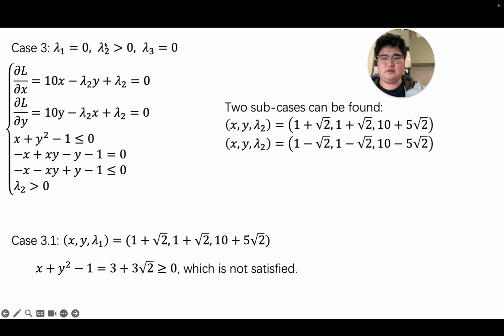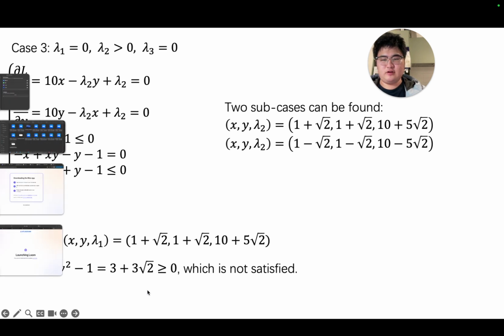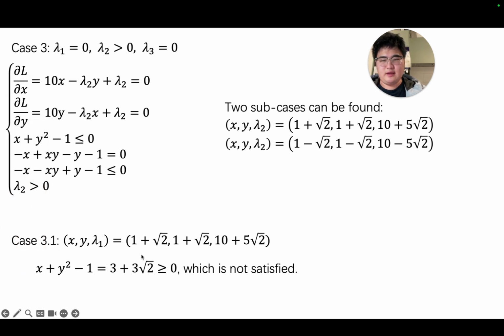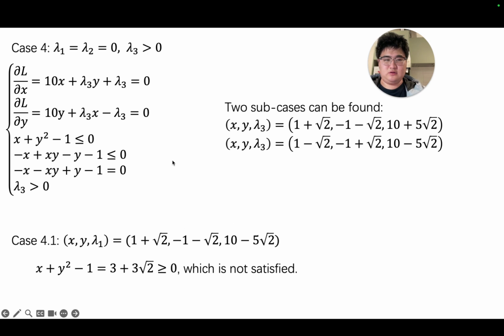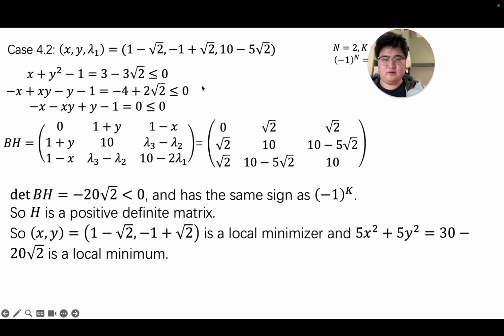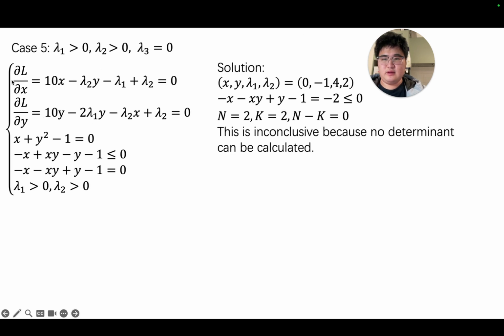We set lambda 2 larger than 0. It is similar to what we have done before. One difference is that here, in case 3.1, the stationary point does not satisfy the first constraint, so it cannot be a stationary point which we need. And the next, we repeat again and still get a local minimizer. Case 4 is similar to case 3. I just show it.